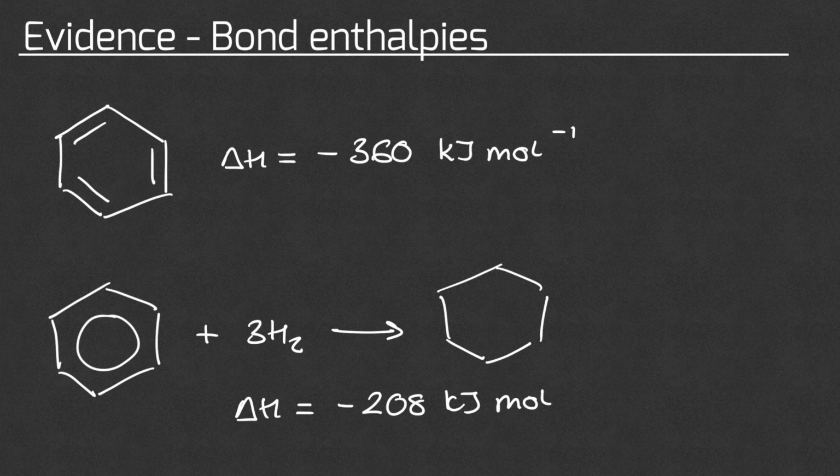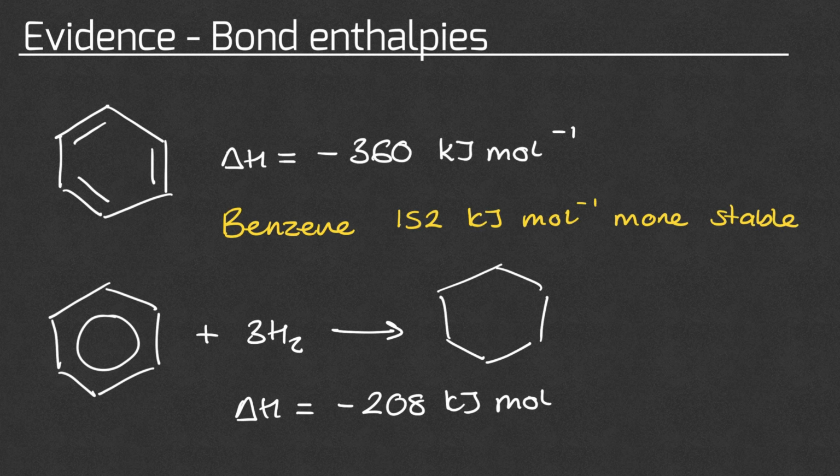However, when you hydrogenate benzene, the enthalpy change is minus 208 kilojoules per mole, which isn't the same as the minus 360 we would expect if this was the actual structure of benzene. Therefore, we can say that benzene is 152 kilojoules per mole more stable than the cyclohexa-1,3,5-triene hypothetical structure, which further supports the evidence for the delocalized ring, because not only are the enthalpies different, benzene is actually more stable, which fits with the properties of having a delocalized ring of electrons.